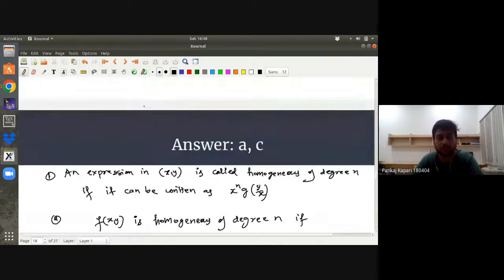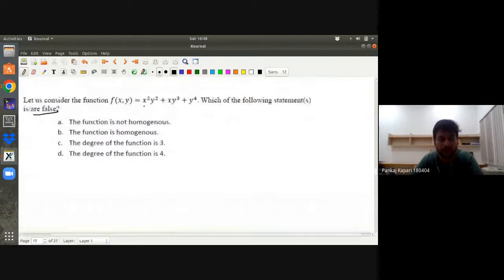Okay, so for us, what is the given function? So this is our given function. Let's see if we can write the given expression in terms of x to the power n times g of y over x. So what is our expression? This is x square y square plus xy cube plus y to the power 4.